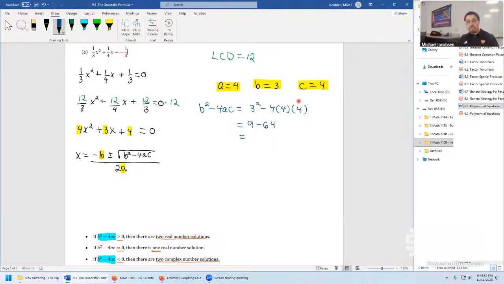That's going to give us altogether a negative 55. And 55 is kind of nice. That's just 5 times 11. So it doesn't really simplify as a root, except when you plug in the negative here inside the root, that'll give us our two complex solutions. So we have to simplify a little bit to show the complex unit i. So this one has solutions, it's just not real numbers any longer.